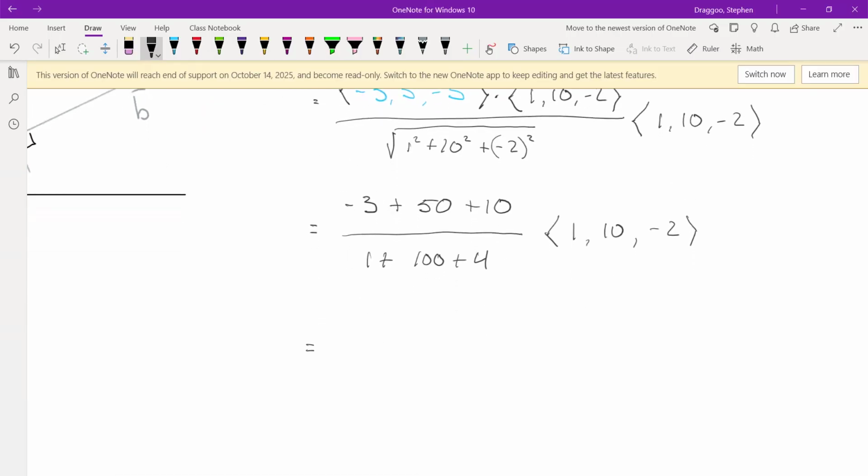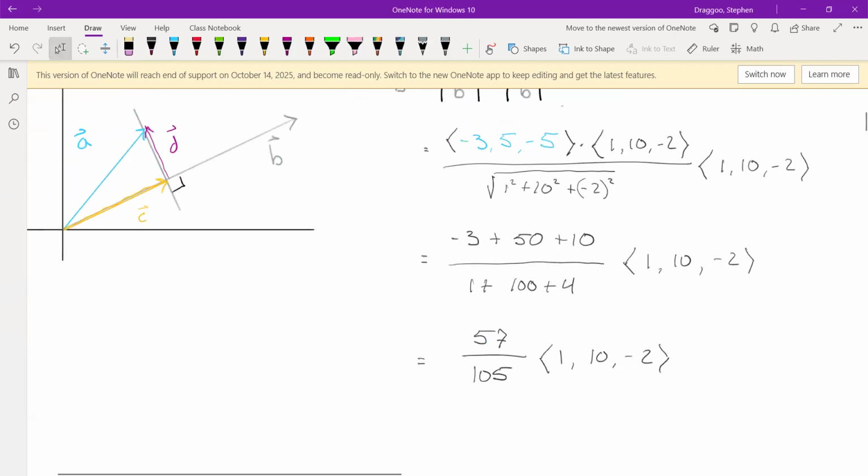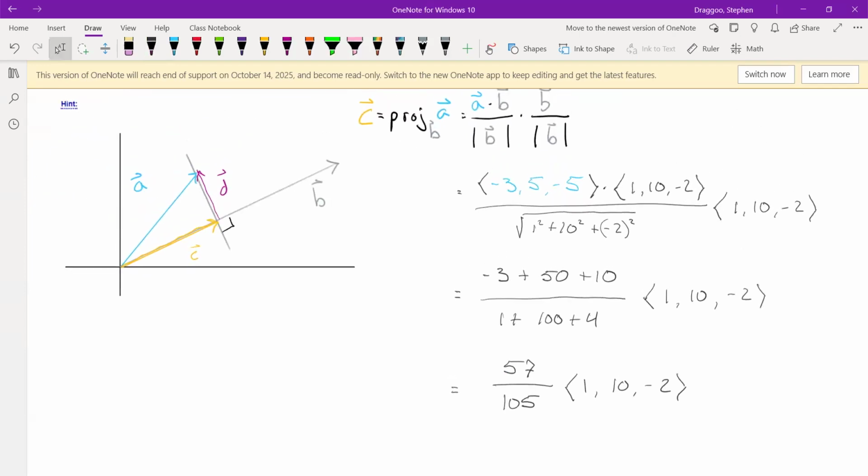And finally, call this thing 57 over 105 times (1, 10, -2). And that's where I'd leave my answer for vector c at least. Let's come back here and write that in. C, it's that vector.